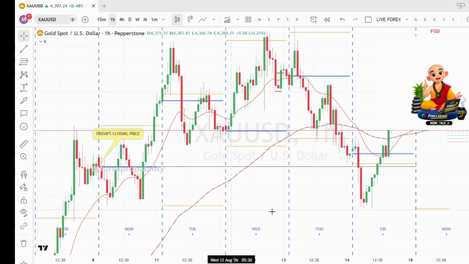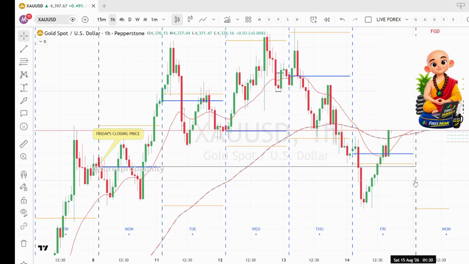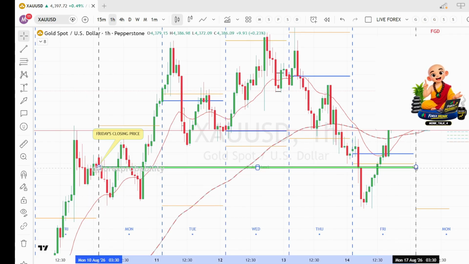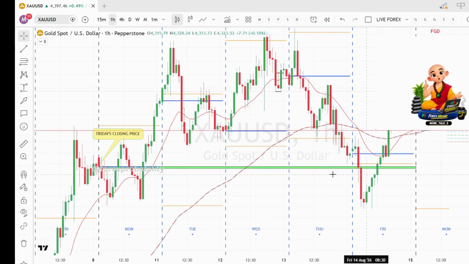Step 1, mark the previous Friday close. Take the previous week's Friday candle, find its closing price, then extend a horizontal line from that level into the new trading week. This becomes your closing price, or CP. Think of CP as an important reference point for the upcoming week. In many situations, price can move away from this level and later return toward it. That's why you should have it clearly marked on your chart before analyzing the new week.